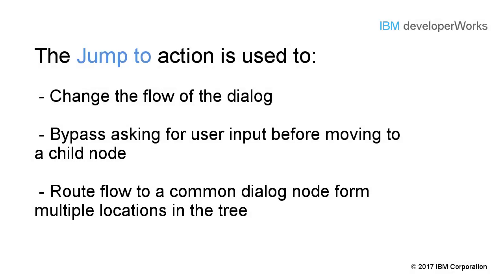The jump to action is used to change the flow of the dialog. We can be in one particular branch in the dialog tree and then very easily jump to a very different part of the dialog tree. Jump to is often used to bypass asking for user input before moving to a child node. This is incredibly useful. However, we're purposefully not going to look at this use case in this module. However, do bear it in mind because you'll need to use this technique when implementing your final lab solution.